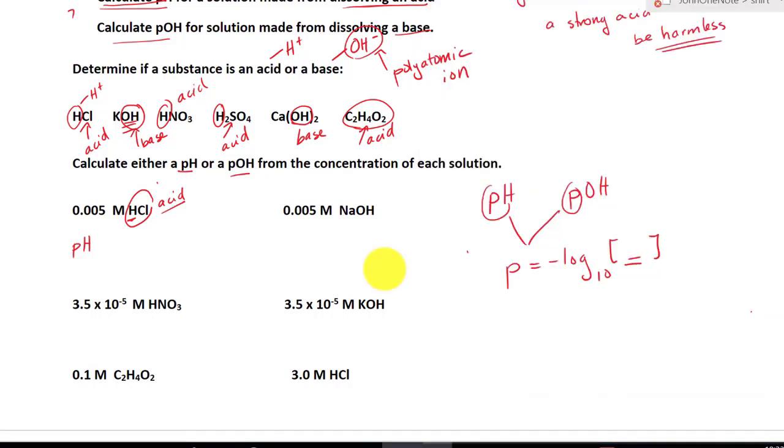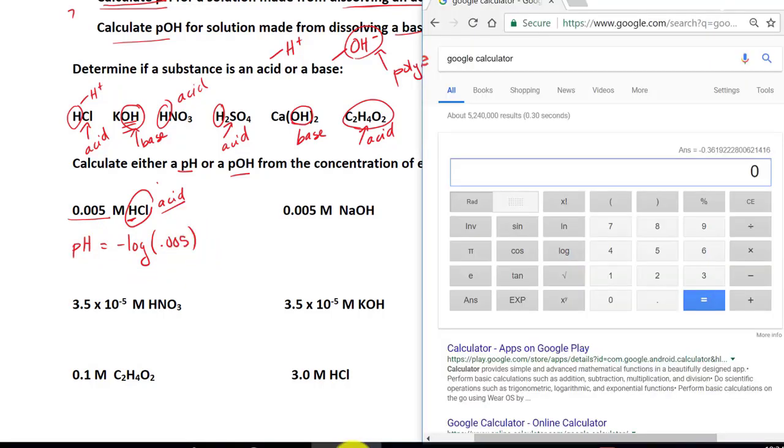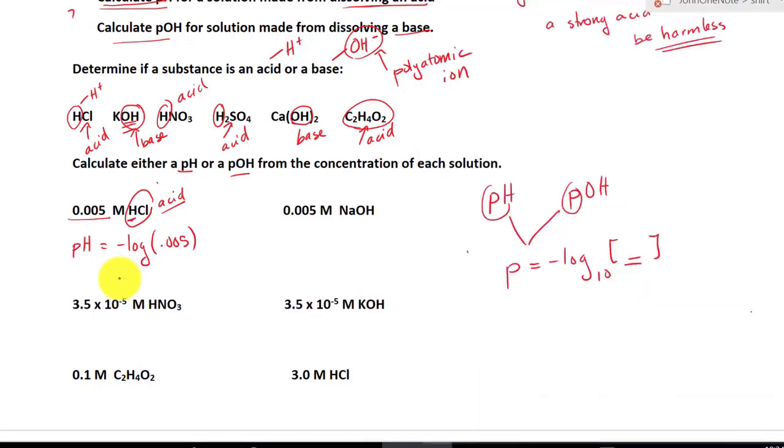So let's do an example problem together. In this case, I have this acidic solution made from that concentration. So all I have to do is take negative log of 0.005. So let's plug this into our Google calculator. We have negative log, okay, 0.005. And there you go. The pH is equal to 2.3. Isn't that easy? Let's try another one.